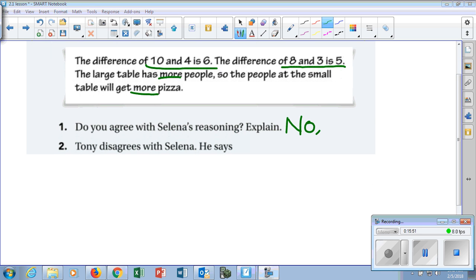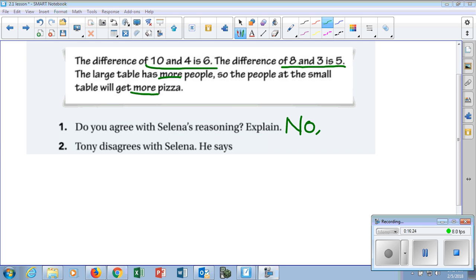All right, so he says on the next page, if you place 5 pizzas on the large table and 3 pizzas on the small table, Selena's method would show that the campers at the large table and the campers at the small table get the same amount of pizzas. If 10 people share 5 pizzas, however, each person gets a half a pizza, that's more pizzas than each of the 8 people who share the 3 pizzas will get. Do you agree with Tony's reasoning? Yes or no? All right.